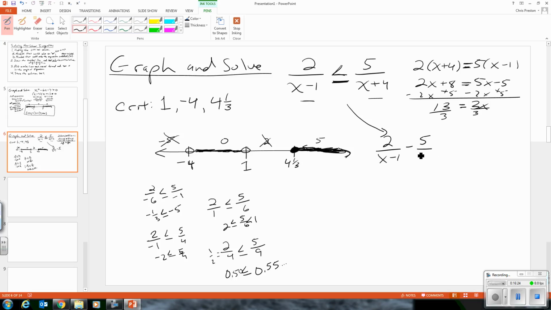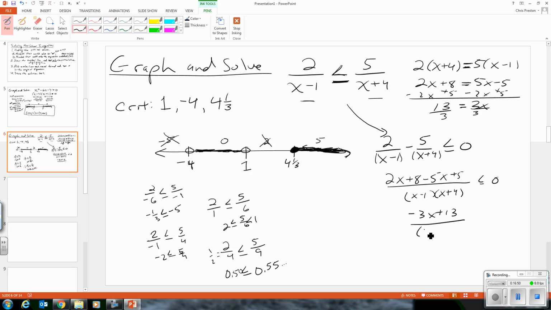Bring this fraction over here so that this is now saying less than 0. Numbers less than 0 are negative, and then it's just a question of combining these into a single statement, common denominators: 2x plus 8 minus 5x plus 5 over that common denominator, x minus 1, x plus 4, and that's negative 3x plus 13 over x minus 1, x plus 4.